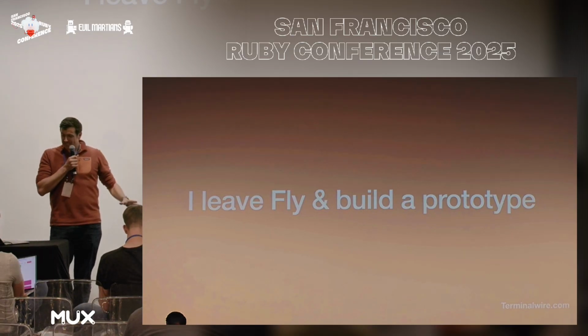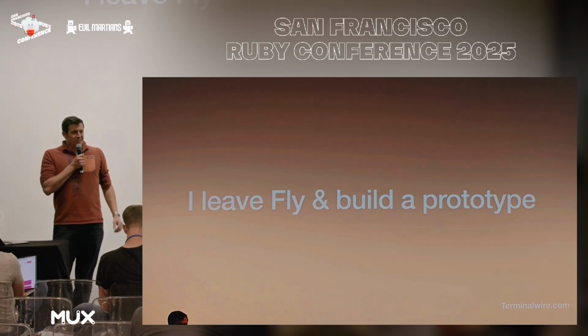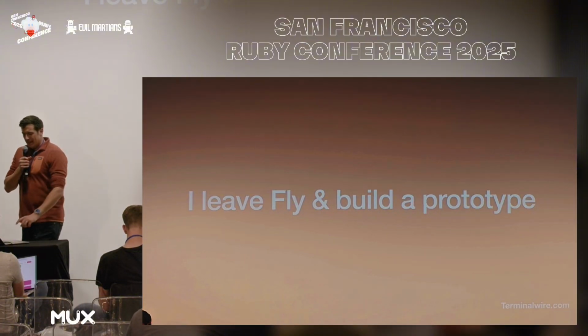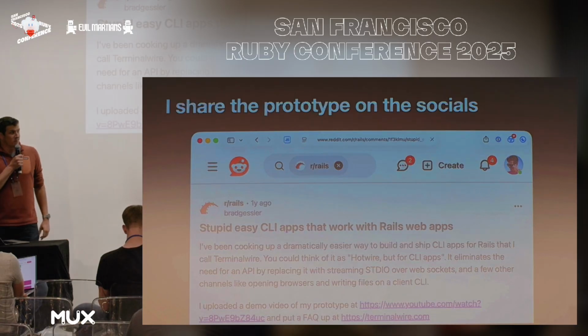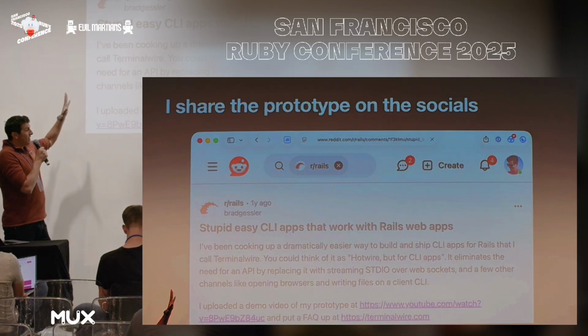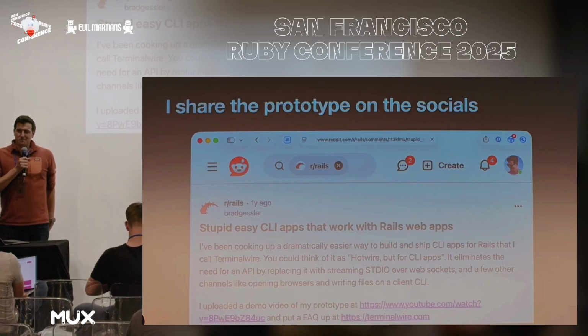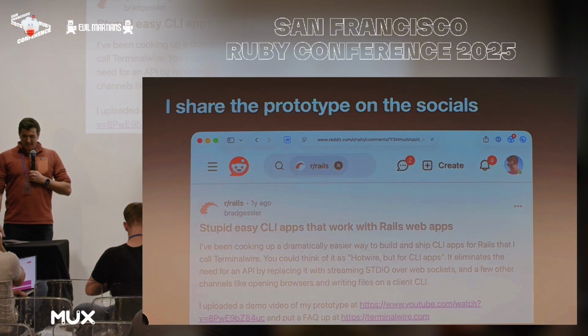I actually didn't build anything at this point. And I leave Fly, and this problem is just living rent-free in my head, and I can't get it out of my mind. So what do? I build a prototype. And what do I do after I build a prototype? I post it on Reddit, Twitter, just everywhere I can get the word out, because the way I want to build stuff is by talking to people. And so I put this out there: a stupid easy CLI that works with Rails apps.